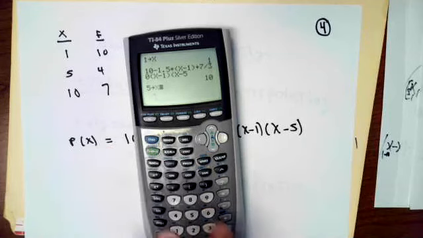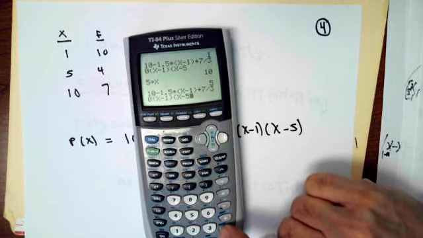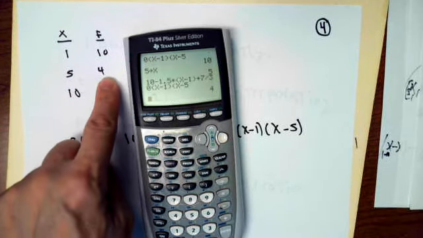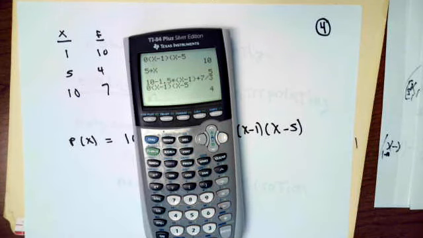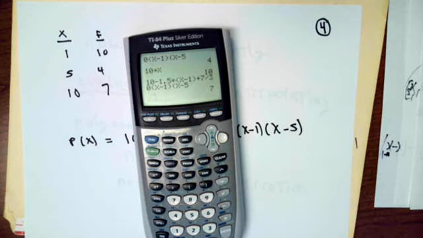I'm going to store 5 into the x variable and then calculate the value of the polynomial again, which turns out to be 4, just as it's supposed to be. Then I'm going to take x2, which is 10, store it into the x variable, calculate the polynomial, and get 7. This is a polynomial of degree 2 or less that produces the correct function values. We know there is one and only one of those. This shows that the calculation is correct.